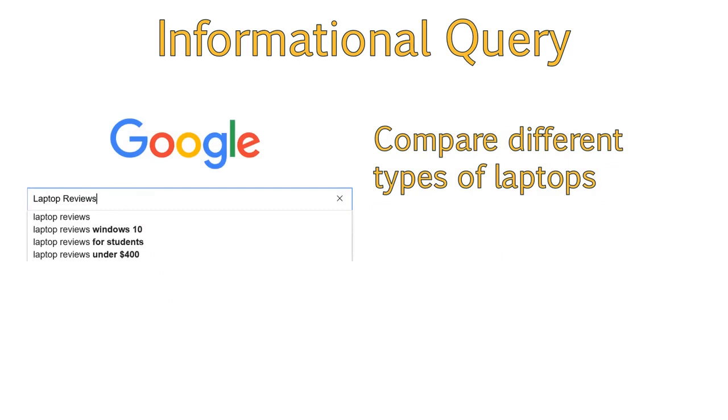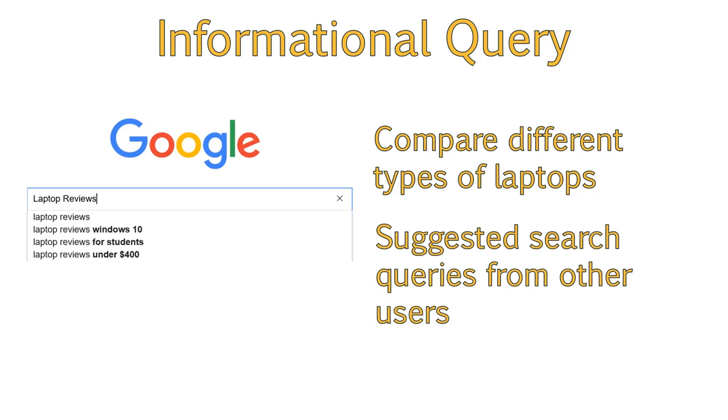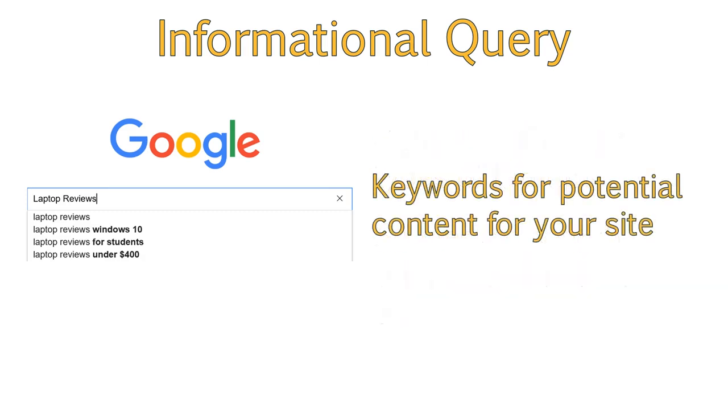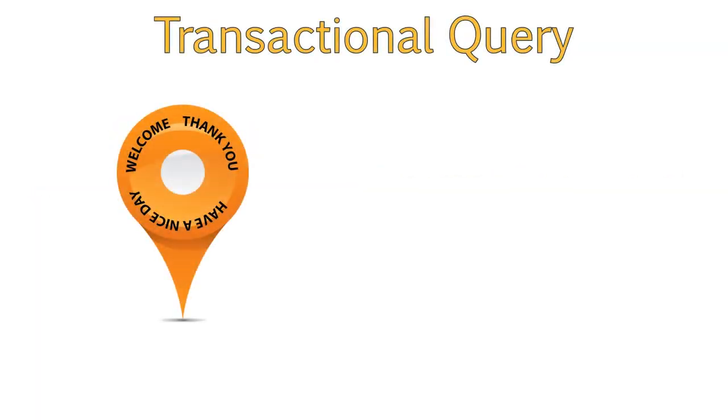Note that during this stage, users are more likely to notice suggested search queries. These are different search queries other users have typed in. This may change the keywords they use, so you should look at this area for potential content ideas on your site. The third type of query is transactional.